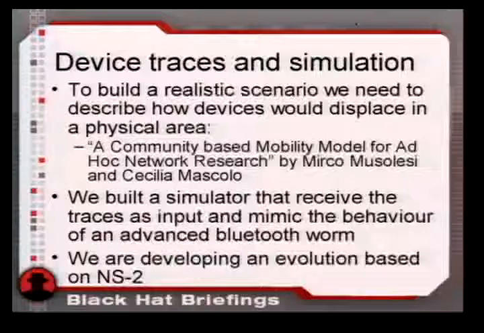And that simulator tries to mimic the behavior of a worm spreading. So a piece of software that scans for devices, tries to transfer, waits for an answer from its victims, and so on. We are in fact trying to develop an evolution of that simulator using the NS2 network simulator. The NS2 network simulator will probably be useful to get more physically sound results, because it will take into account also radio collision and that kind of detail.